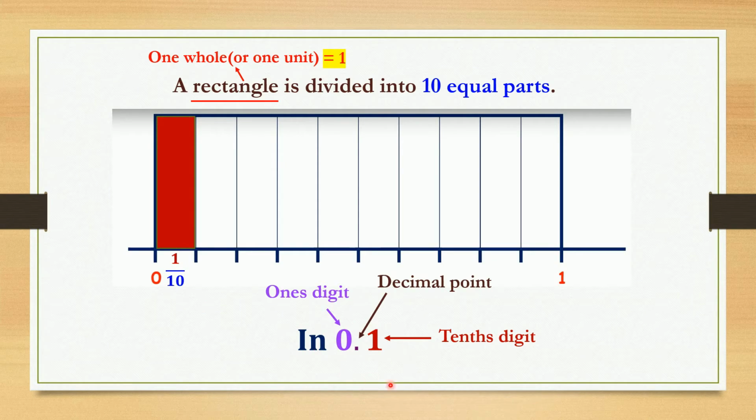And 0.1 is called a decimal number. This is a new form of numbers that we learn this year. And 0.1 is greater than 0 but less than one whole rectangle, less than 1.